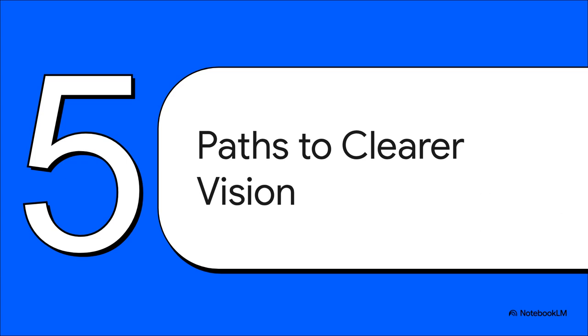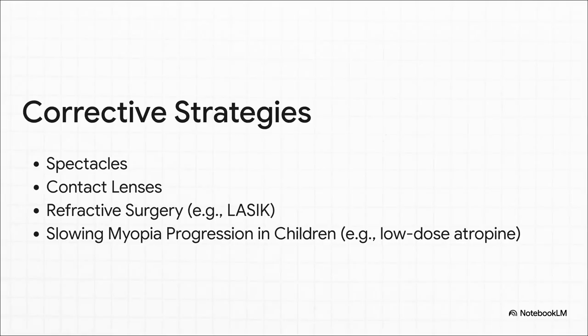Okay, so we've got this fundamental physical mismatch. The good news? The paths to managing and correcting these errors are incredibly well established. So what can we do about it? The most common solutions are probably things you've heard of a million times. Spectacles and contact lenses. They basically add an external lens to fix the focus. Then you've got surgeries like LASIK, which do the same thing but by permanently changing the shape of the cornea. But for me, the most exciting stuff is happening in management, especially with kids. We now have strategies like low-dose atropine eye drops that can actually slow down how fast myopia gets worse while the eye is still growing. That's a real game changer.